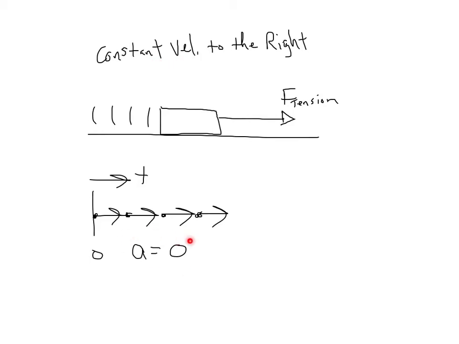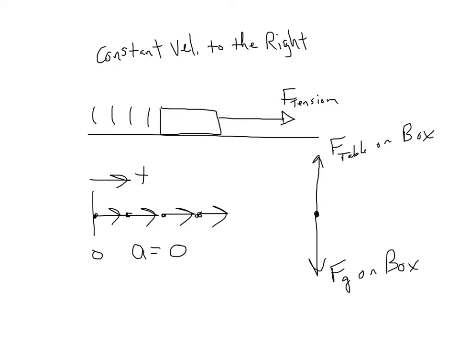Now, because its acceleration is 0, that tells us something about the force diagram. The force diagram has to be balanced. And so again, we're seeing the same two forces involved here. We have a force of gravity on box, and I'll abbreviate for time's sake. And we have a force of table, we'll call it, on box. Now, we clearly, based on the picture, have a force of string on box, and it's pulling to the right. So force of string on box.